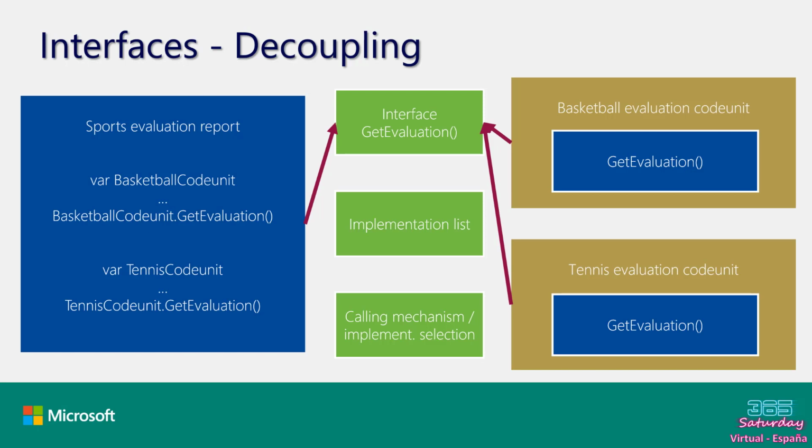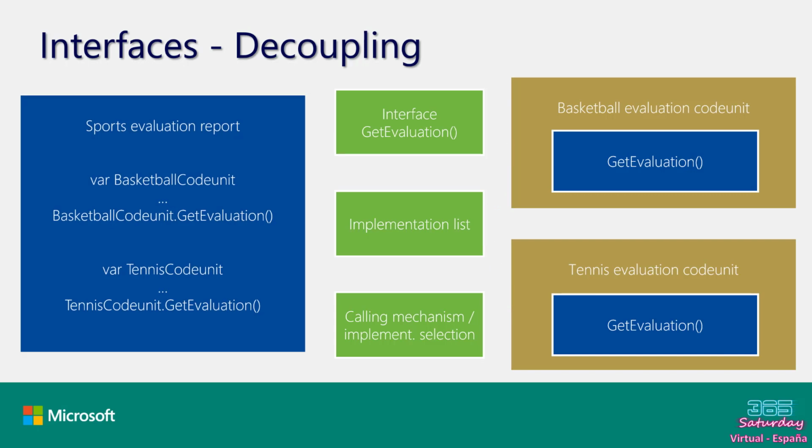So those are still linked together, but there's no direct link anymore, no direct coupling between the sports evaluation report and the basketball and the tennis evaluation report, because we're now using the interface when calling our implementation code units. And also, when we talk about the implementation list, the basketball and the tennis evaluation code unit need to make sure that the implementation list knows that they are there. It needs to know that it has a basketball and tennis evaluation that's available for the user. And the sports evaluation report just looks at that implementation list when it allows the user to select which one it wants to use. But again, there's no direct connection between them.